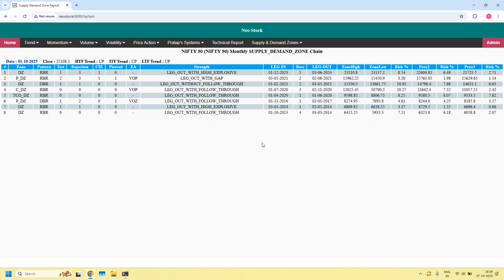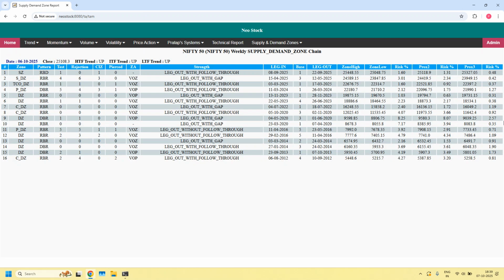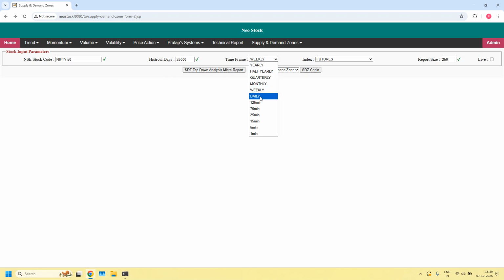And also don't forget to pause the video when you are moving from one report to another report, because I am giving you very few seconds time. You pause the video, study the report, and proceed to the next reports. Okay, next, generating weekly supply demand zone chain for NIFTY. Next, generating daily supply demand zone chain for NIFTY.